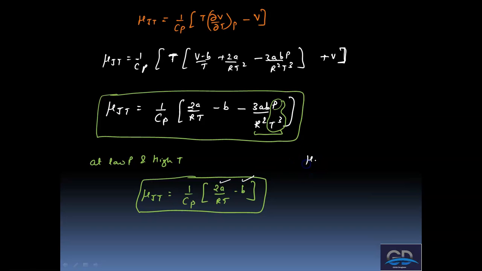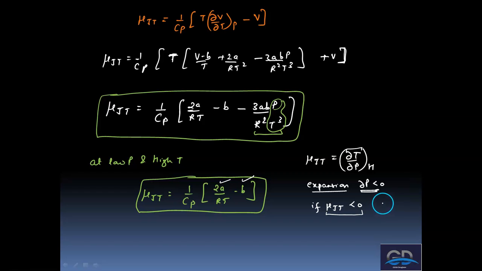Right, now understand mu JT is defined as what? That is del T by del P, change in temperature with pressure at constant enthalpy. Now if it is an expansion, then delta P will be negative because pressure would decrease. And if for a gas mu JT, the Joule Thompson coefficient, is less than 0, then the sign of delta T should be opposite. If pressure is decreasing, then temperature would be increasing. So for the gases where mu JT is less than 0, the temperature actually increases, right?